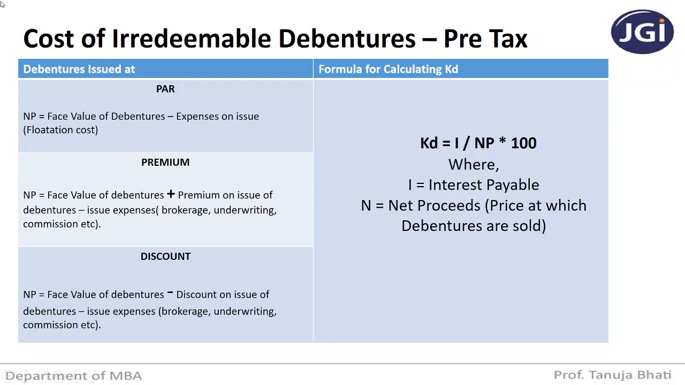First of all, you will tell me what is the cost of debenture? It is nothing but I. I is nothing but the interest. Okay. Interest payable divided by net proceeds. Net proceeds are nothing but the price at which the debentures are sold.